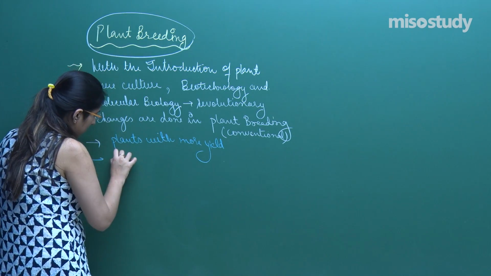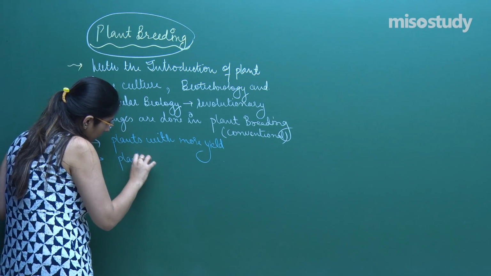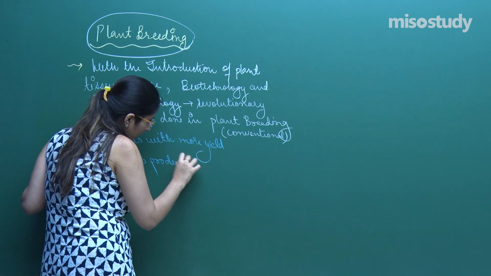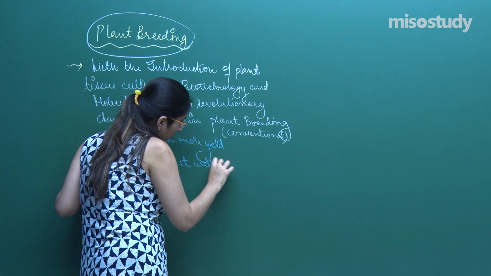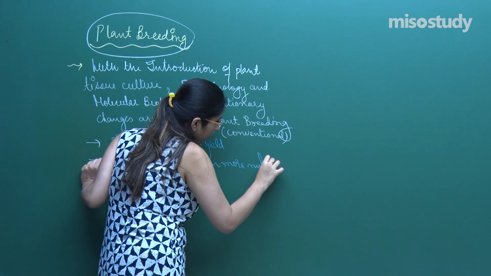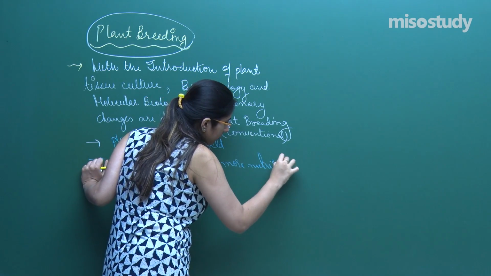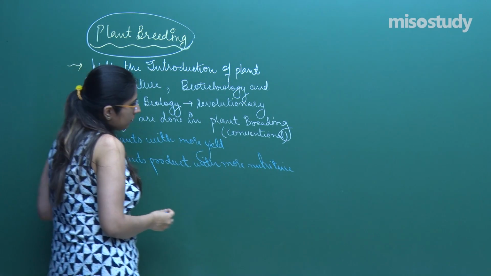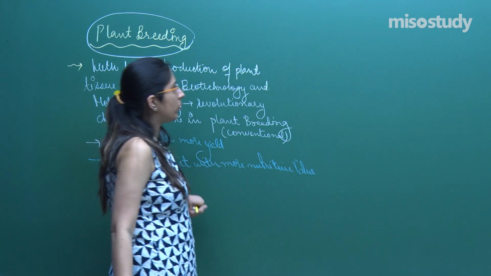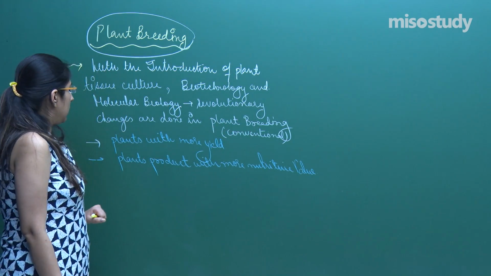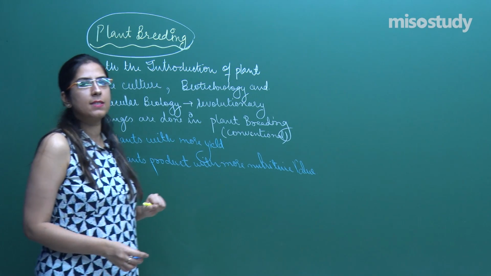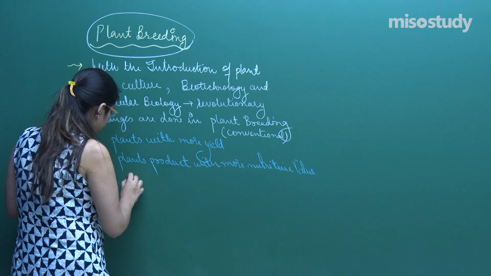Second, plant products with more nutritive value. The third one, we are getting plants which are resistant to pests.